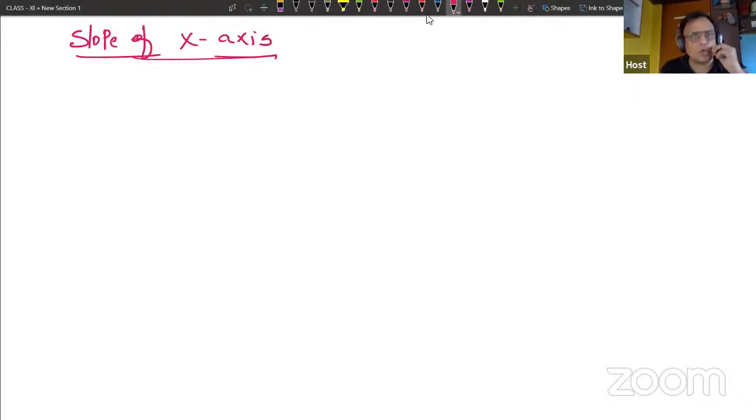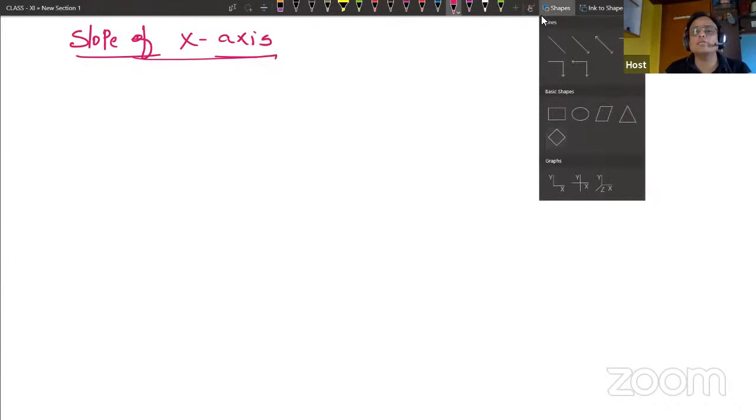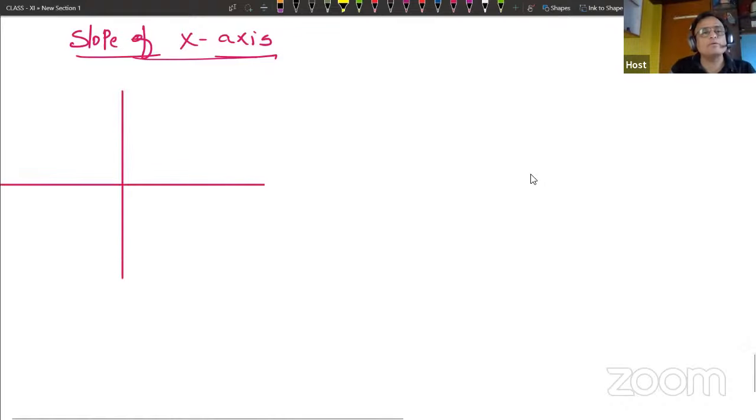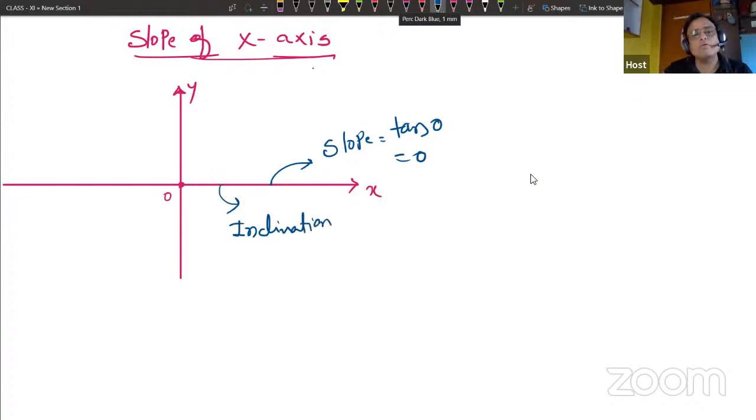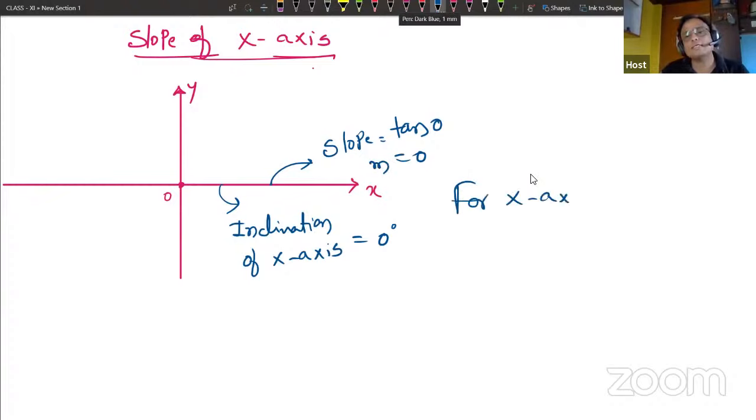So dear students, to define slope, I have given you tan of inclination. So look at this once again. Here, this is x-axis and y-axis and zero. And here, we want the slope of this line, right? This slope is equal to the slope of x-axis. Tan of inclination. Inclination of x-axis is zero degrees. Tan zero is zero. So to define the slope of any line, we put tan of that inclination. So therefore, m is equal to zero. So note down, for x-axis, take m is equal to zero. M means slope is equal to zero.